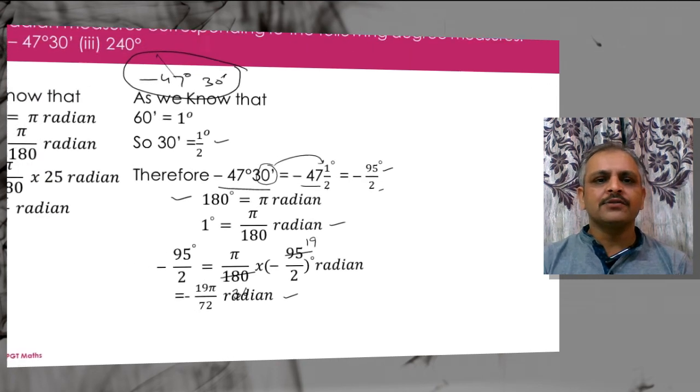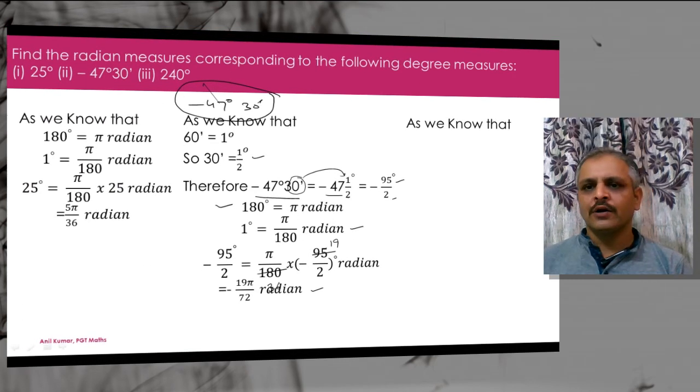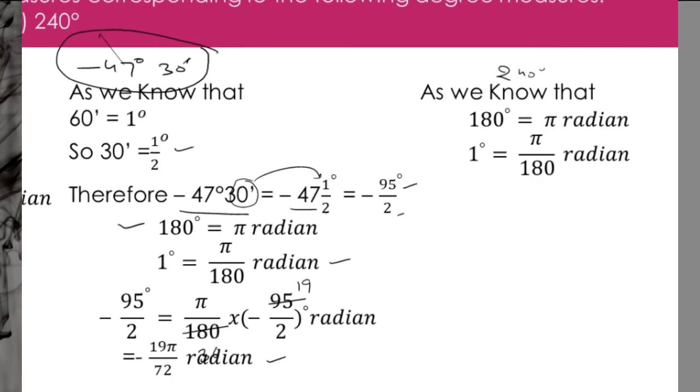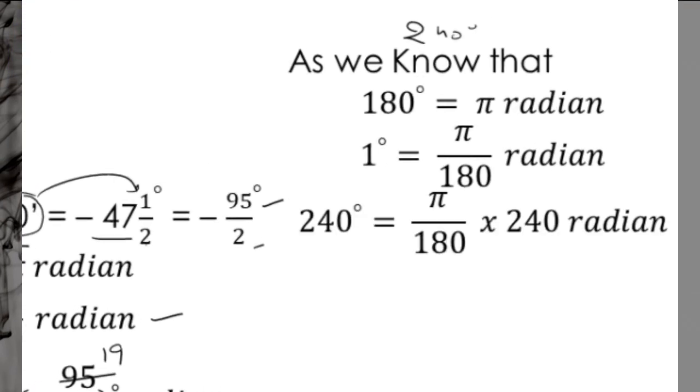And the third part is 240 degree. So convert that directly. Similarly, we know that 180 degree is pi radian, 1 degree is pi by 180 radian. So 240 degree will become pi by 180 into 240. So cancel it. 0 and 0 cancel. 6 4 is 24 and 6 3 is 18. So answer will be 4 pi by 3 radian.